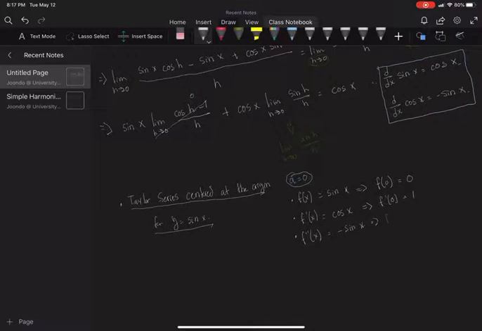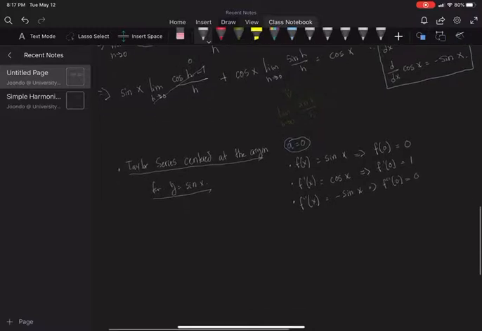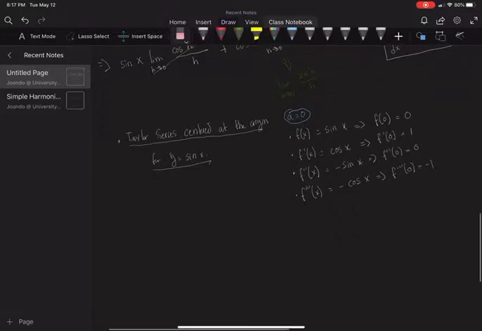So this means f double prime of 0 is 0. And let's see if we find the fourth derivative. F triple prime of x is equal to the derivative of negative sine x, which is negative cosine x, right? And f triple prime of 0 is just negative 1, right? I'll stop at the fourth derivative, but I'll show you this one.